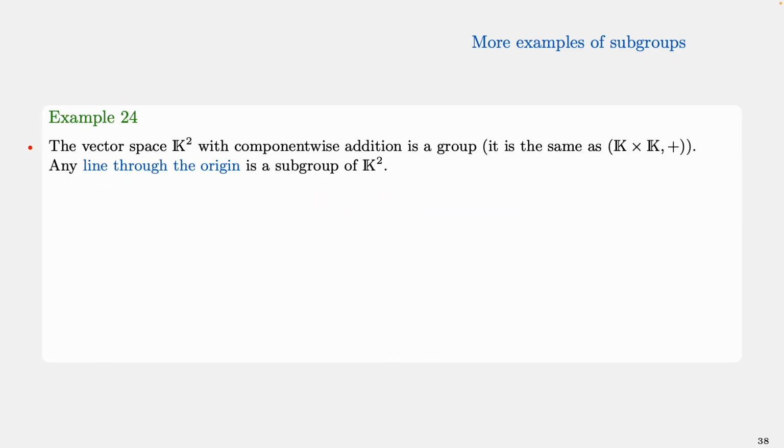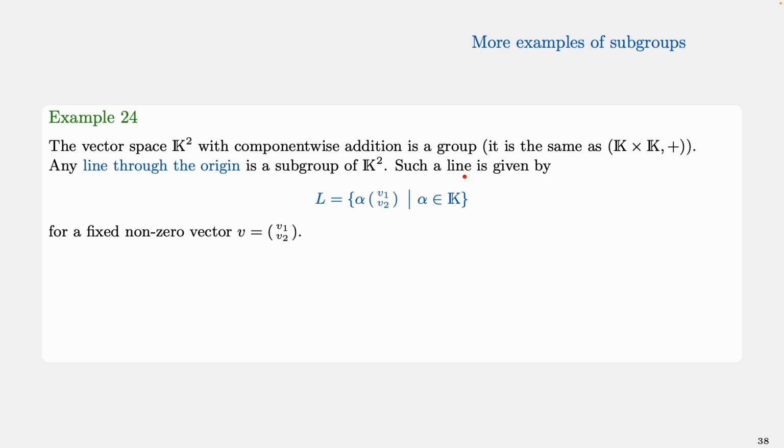Next example, let's look at the vector space K2. Here we have vectors with two entries, which are taken either from the rationals, the reals, or the complex numbers. And this is a group with component-wise addition. We know that from our group product theorem that we proved just a few minutes ago. And I say that any line passing through the origin is a subgroup of this group here.